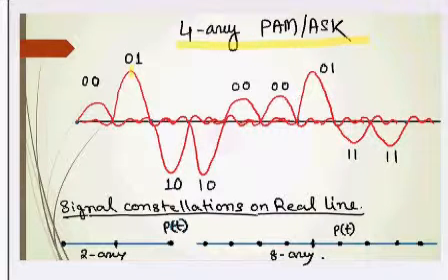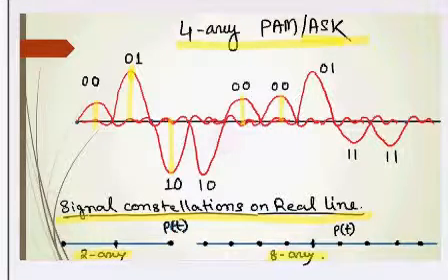Here ASK means amplitude shift keying, as the amplitude of the signal is varying, and this way you can convey the information in the band limited channel in case of baseband modulation. And this is the signal constellation diagram in real time for 2-ary ASK and 8-ary ASK. So far we have discussed the baseband modulation.